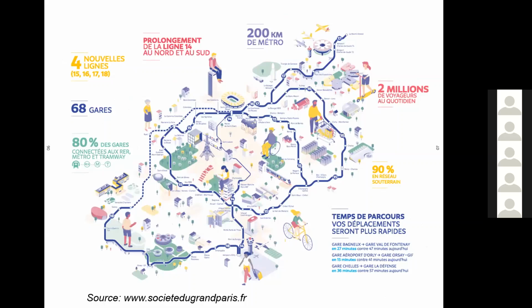So a few further figures: 2 million travelers daily. 80% of the new stations will be connected to the existing public transport, either RER, the Express Regional Railway, Metro, or tram, and 90% will be underground. And also, worthwhile noting, the Grand Paris Express will represent important travel time savings for some people. Some examples are given here, if you can see them. For some people, it represents 20 or more than 20 minutes per trip as a travel time savings. So it could really change things.